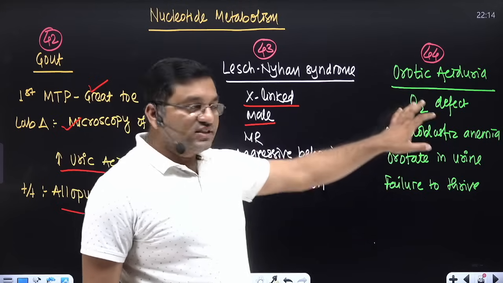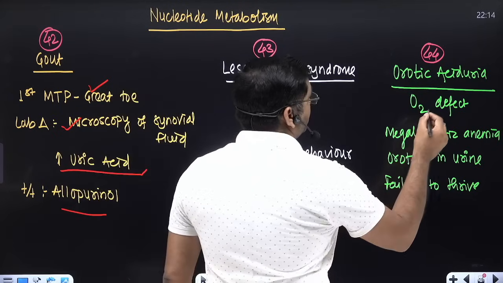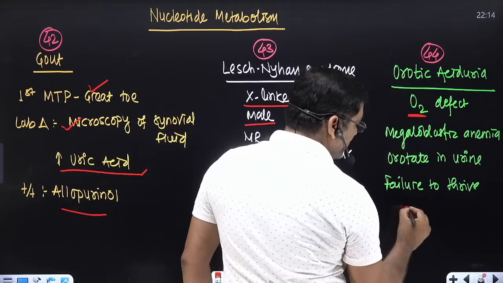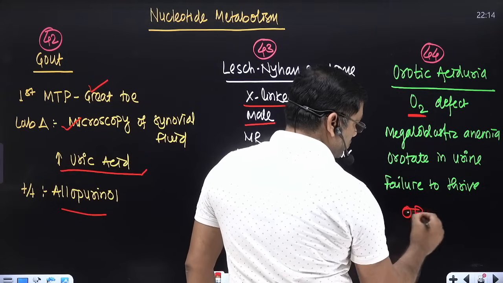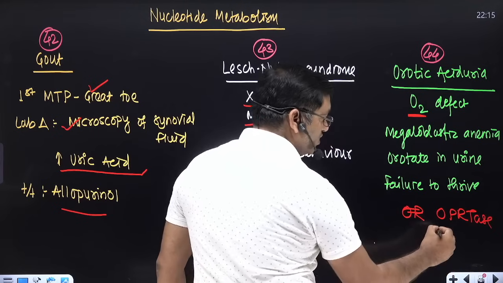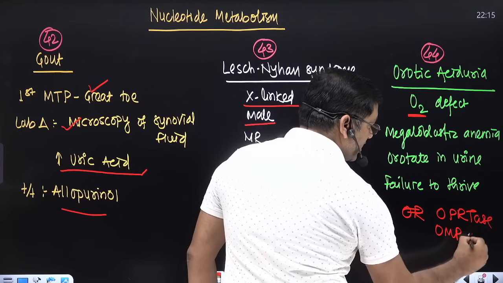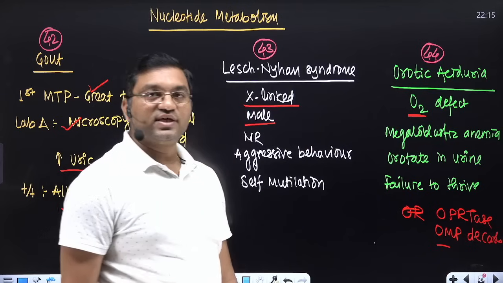Then orotic aciduria, it is due to a defect in the enzyme, OPRTase, orotate phosphoribosyl transferase, and OMP decarboxylase. These are the two enzymes defective in orotic aciduria.